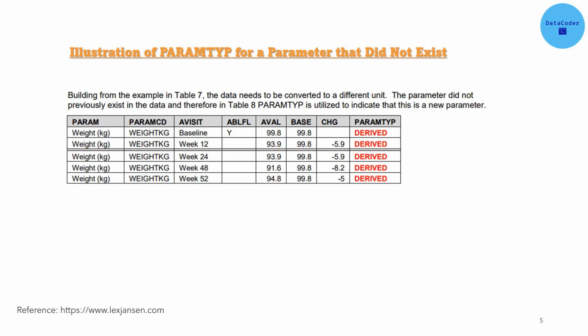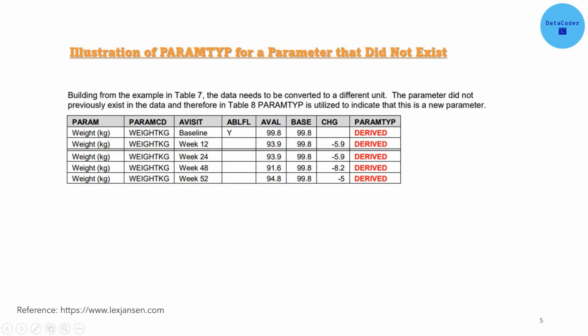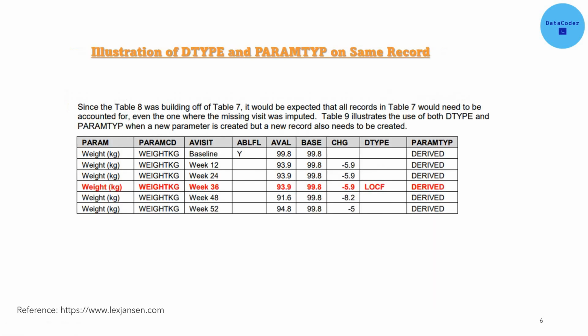In the next, we see PARAMTYPE. That means from the previous table, a complete new parameter has been derived. Previously it was weight in LB. Here we are deriving weight in kg. The unit has been changed. So in weight in kg, if you see, everything has been derived again for all the weeks, and as it is derived, the PARAMTYPE has been populated as DERIVED for all these records. Okay, a new parameter has been derived. So this is the PARAMTYPE.